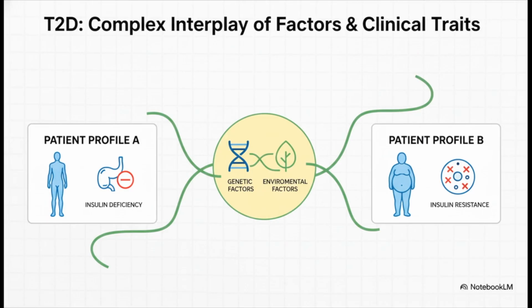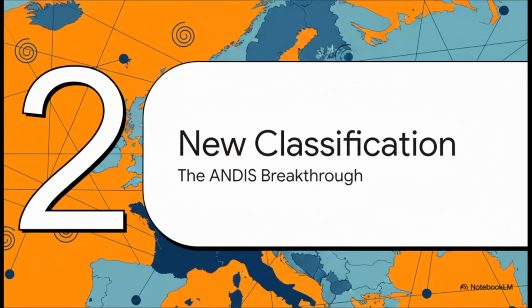You see everything from lean individuals with profound insulin deficiency to obese patients with extreme insulin resistance. And, no surprise, their disease progression and their risk for specific complications are just as varied. This whole challenge of heterogeneity is exactly what led to a really groundbreaking study out of Sweden that offers a powerful new solution. So let's take a look at how this research builds a completely new framework for classification.